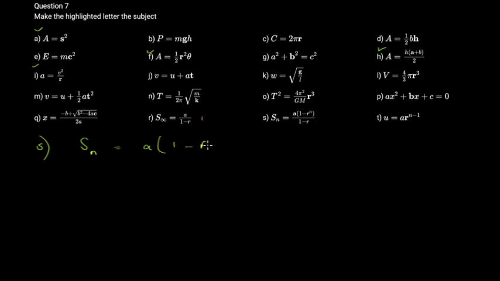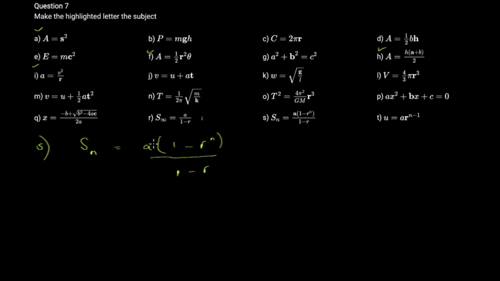to the power n. This is a geometric series where r is the factor. In the geometric progression, that's the factor that keeps repeating. You can think of it as the rate, and n is the number of terms. So this is the sum of terms in a geometric progression, over 1 minus r like this.